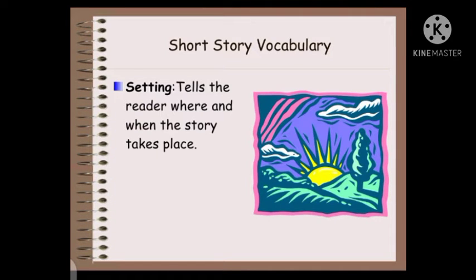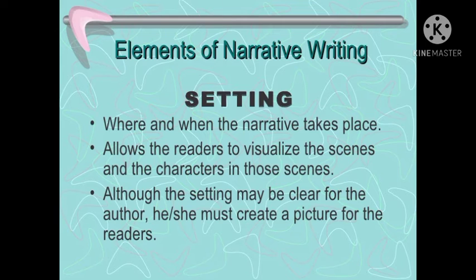The very first element is setting. Setting is where the story takes place. It may take place in a familiar city or another country, in the character's home, at a school, in a sports stadium, or any place that fits the characters and the plot. Where and when the narrative takes place allows the readers to visualize the scenes and the characters in those scenes. Although the setting may be clear for the author, he or she must create a picture for the readers.